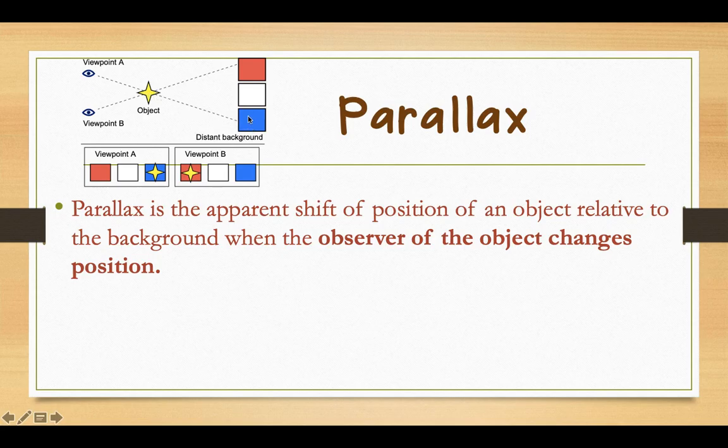It looks like the object is over here. When you view from the second place, you view the object, it looks like it's over here. So when the observer changes position, it looks like the object actually moved. And so showing you that when you stood at A, it looked like the object was here. When you stood at B, it looked like the object was here.